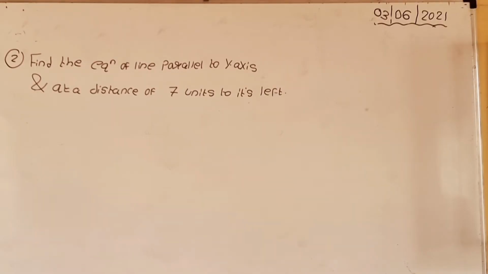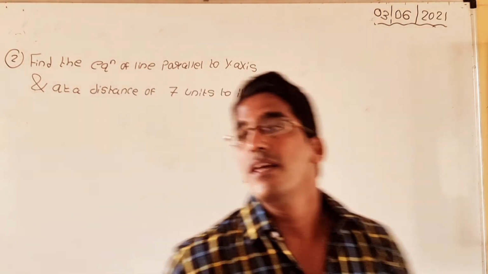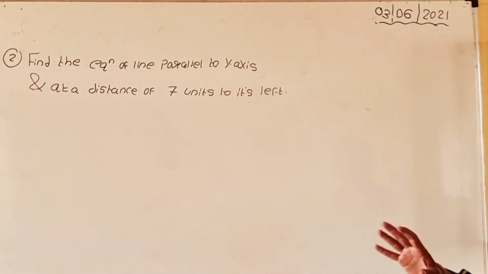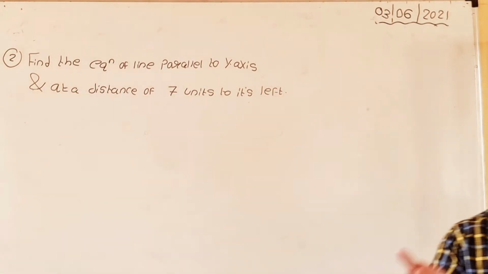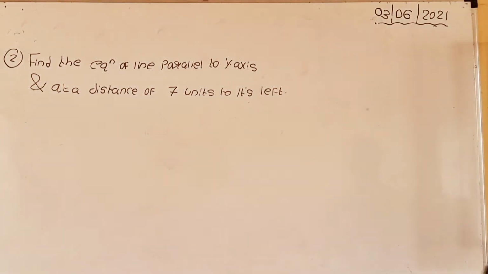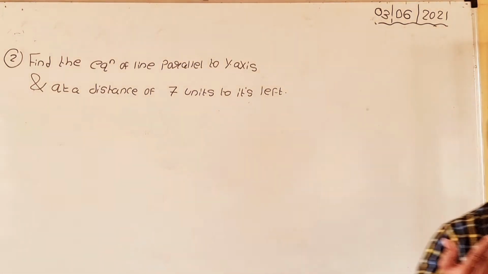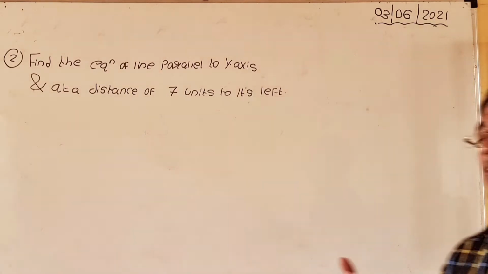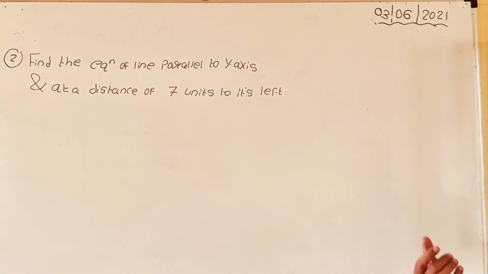Now, in the next sum, we are going to see how to find the equation of parallel lines. Now, what is given to us? Find the equation of the line parallel to the y-axis. Now, in the previous lecture, we saw that the lines which are parallel to the y-axis, their equations will be of the form x is equal to a. What is a? a will be any number.